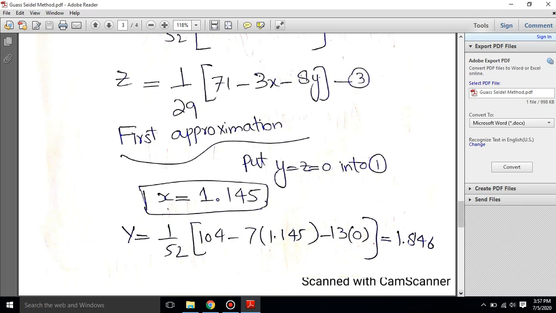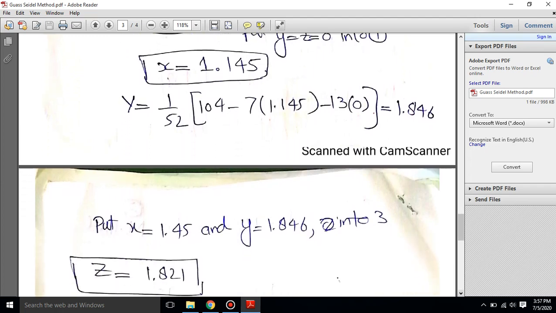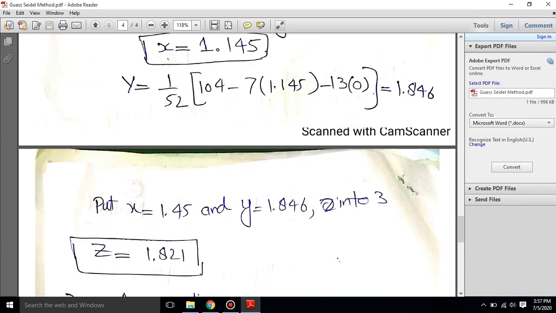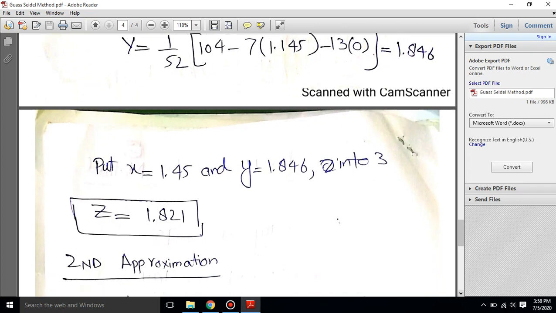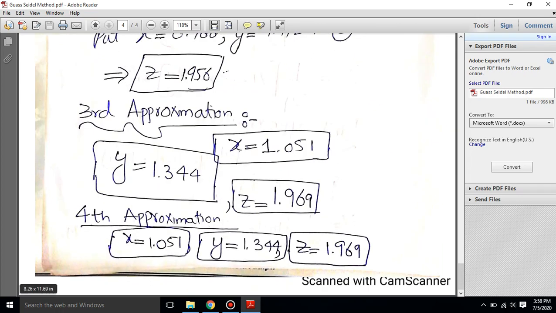Now for the third, when finding z, we put x is equal to 1.145 and y is equal to 1.846 that we found just now, and we get the value of z. Then you repeat the approximation again and again until you reach your desired result, and you will get the approximated roots.